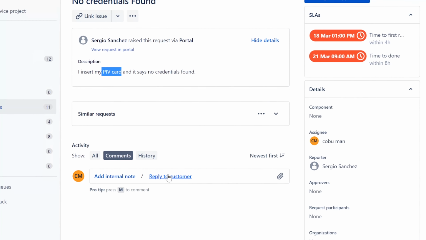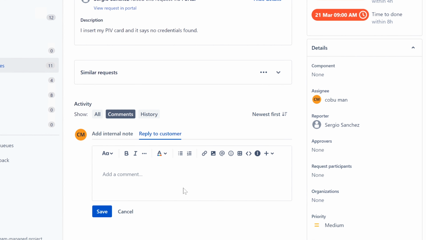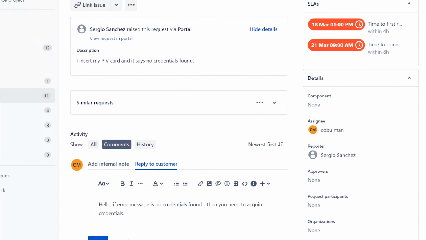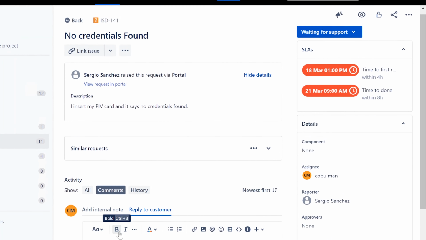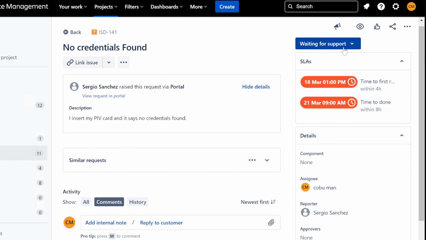So it's simple here. I'm going to say, hello, if the error message is no credentials found, then you need to acquire credentials. I mean, as simple as that, right? It's very straightforward, and for those reasons I'm going to close the ticket.